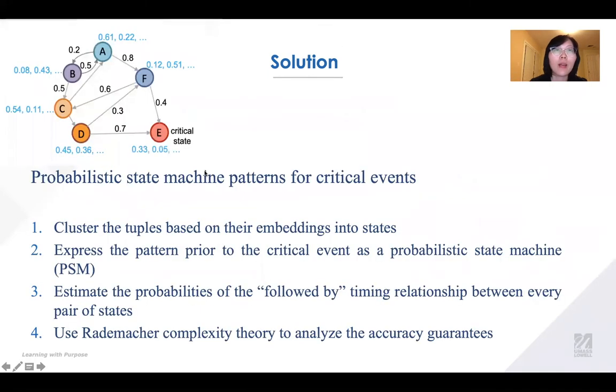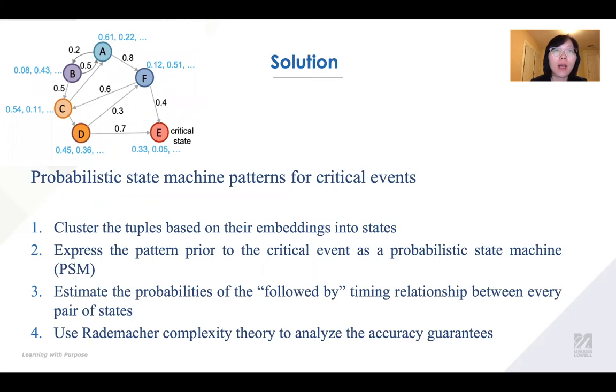After we get those vectors, we are now ready to learn the probabilistic state motion pattern for the given critical event. The figure illustrates a probabilistic state motion pattern where we have 6 states, nodes A to F, and E is the critical state. The value on each edge is the transition probability, while the vector next to each node is its embedding vector.